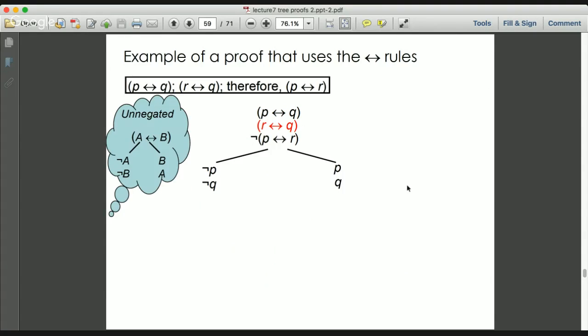Do the same thing. Here's exactly the same rule, but for Q's and R's. So I'm applying it under each open branch. I'm unpacking this molecule, but because there are two open branches, I'm going to have to write it out twice. So I'm putting it once down here and once down here.